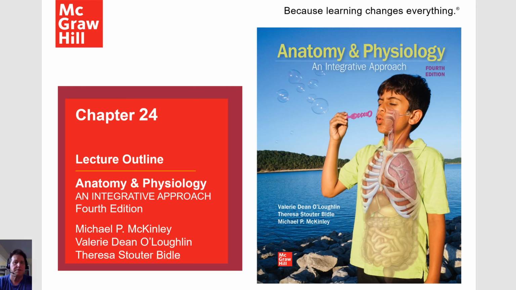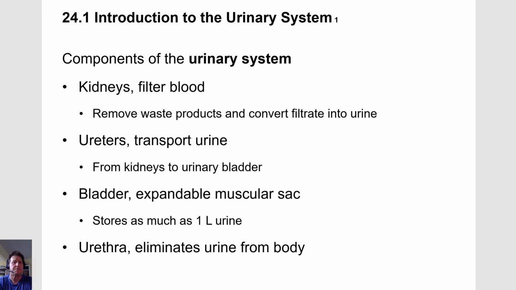Hi everyone. This is chapter 24 in the McKinley Anatomy and Physiology book, all about the urinary system. This is part one and just mostly goes over structures. So, structures of the urinary system, pretty simple.